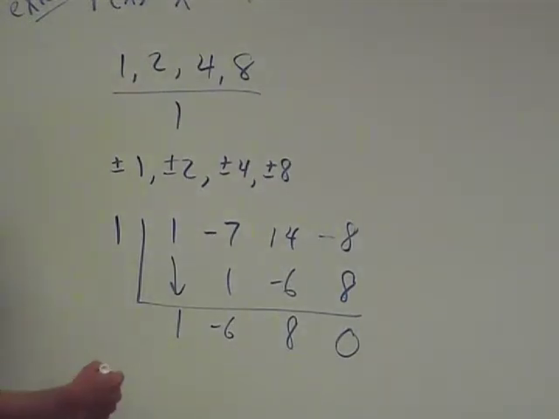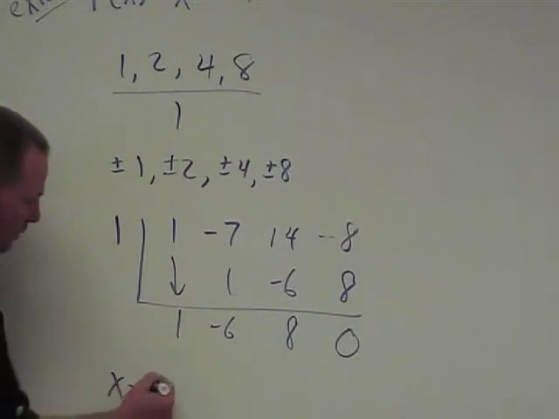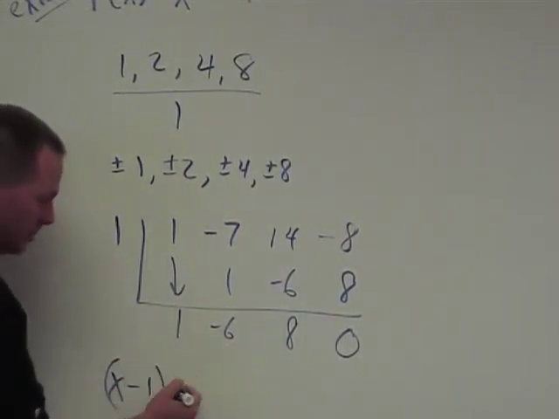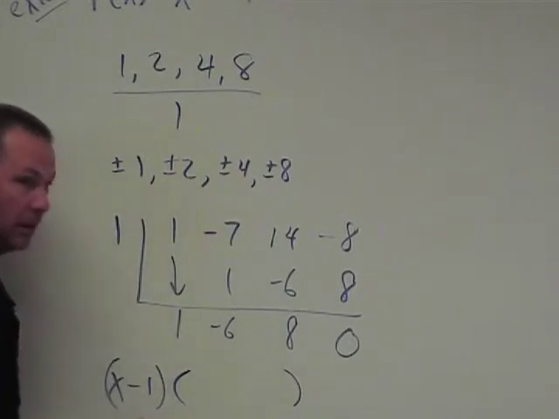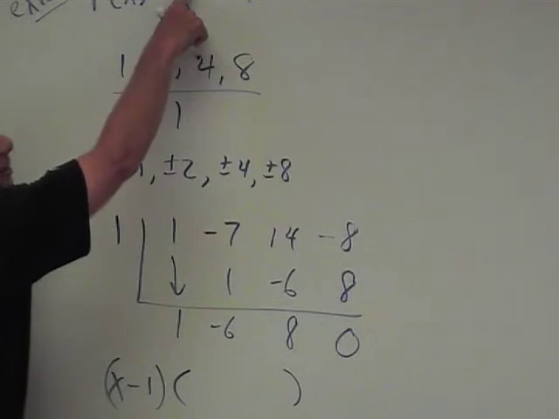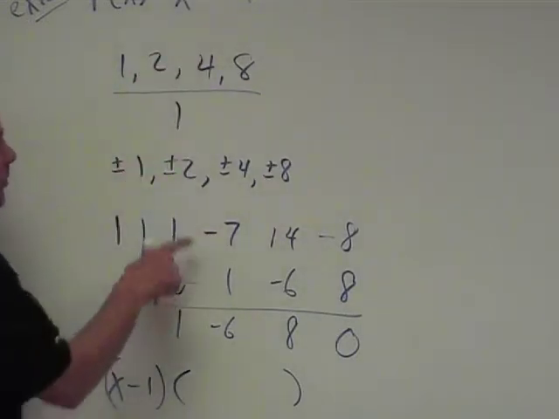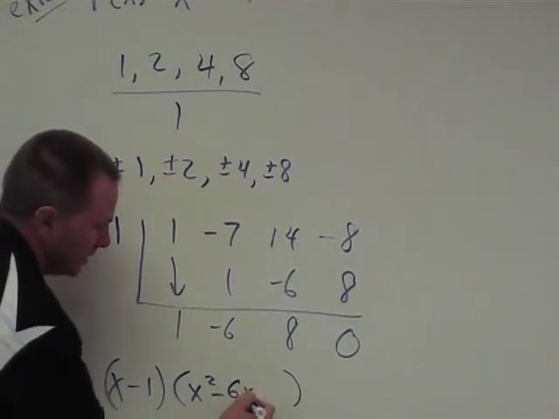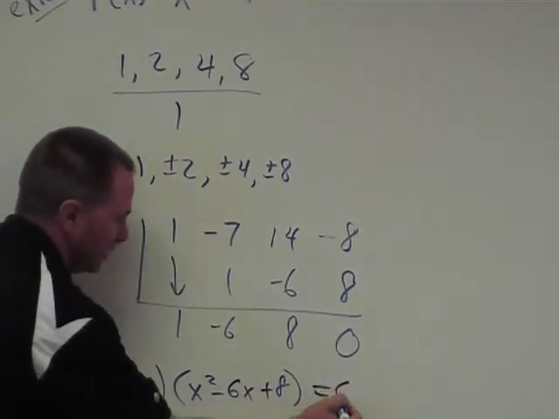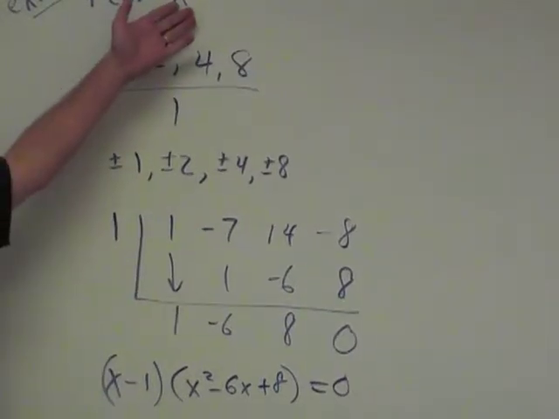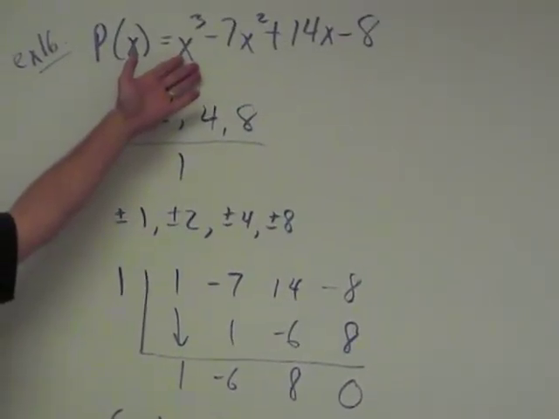So what does that mean? In factored form, I have x minus 1, and what is this? One x squared. This leading one is always 1 less than that. So x squared minus 6x plus 8, and that is still equal to 0. We just changed the way this looked. Where did you get x minus 1 from?